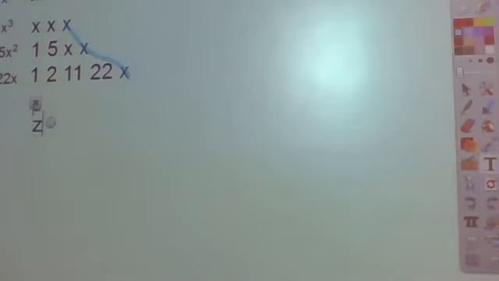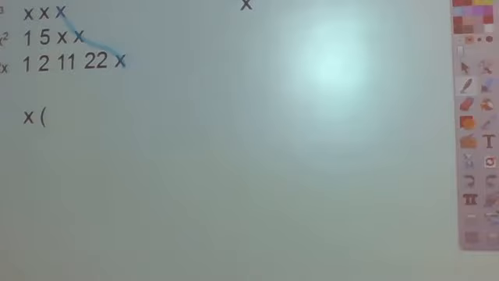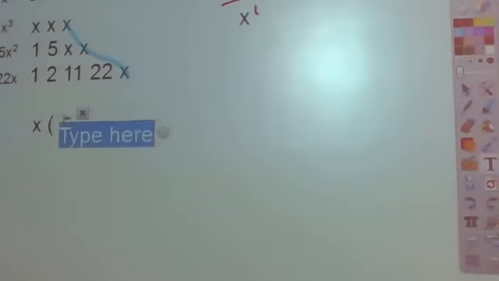So we're going to pull that out. We're going to pull out an x, not a z, an x. So x to the third power divided by x is what? What's left over? x squared. Remember, we subtract the exponents. So what's left over? x squared, x to the second power.